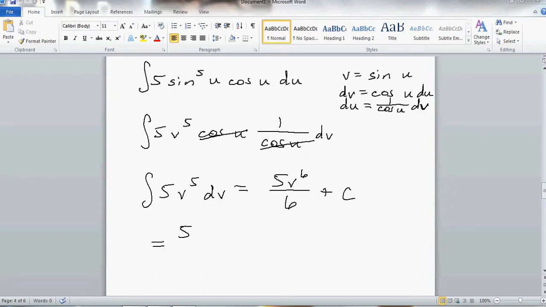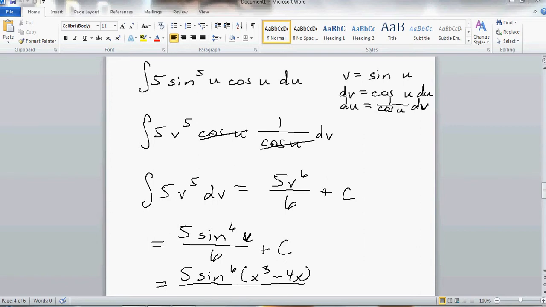Now we resubstitute in for v. v is sine of u, so it's going to be 5 sine to the 6th of u over 6 plus c. And then we plug in for u, and u was x cubed minus 4x. So this becomes 5 sine to the 6th power of x cubed minus 4x all over 6 plus c. And there is the final answer for number 6.